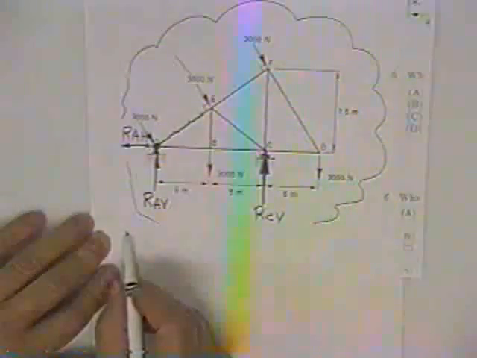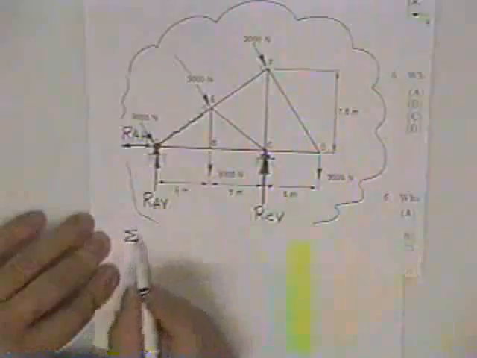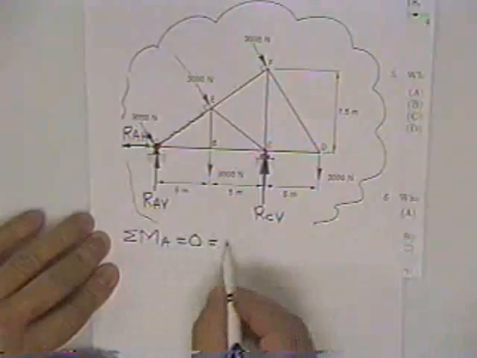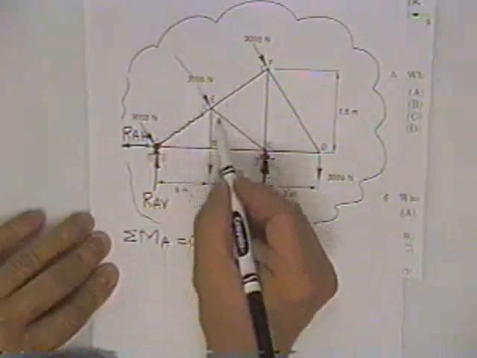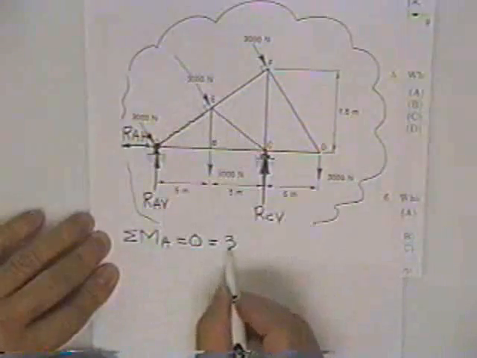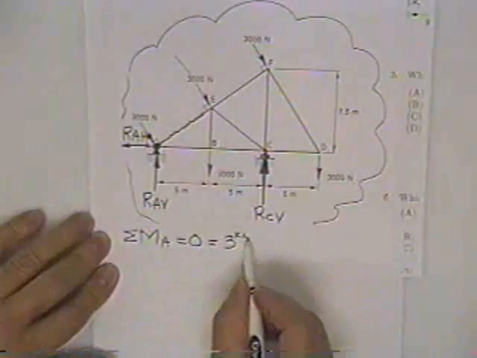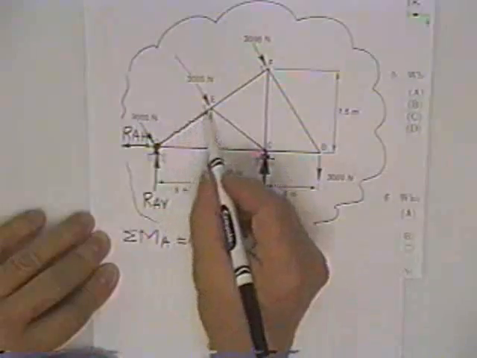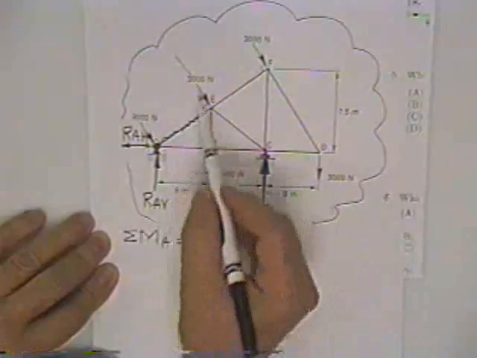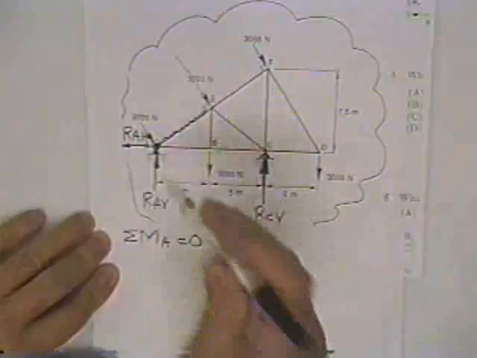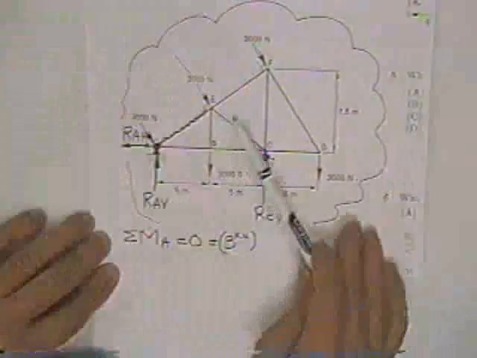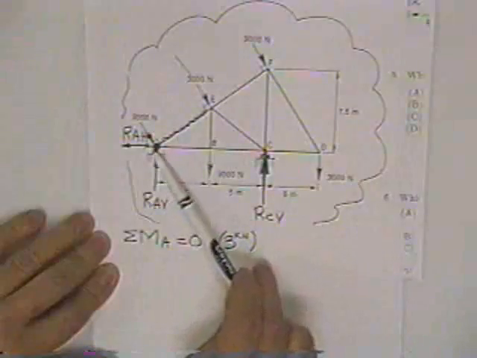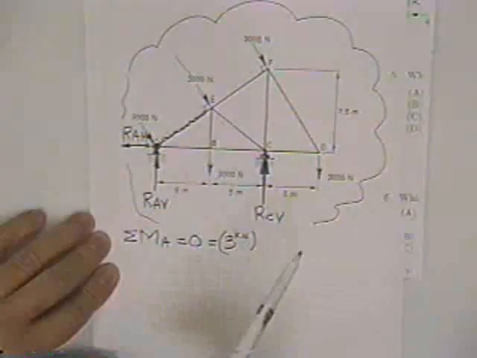Alright, we're going to sum moments about A equals 0 is equal to, we'll take this 3,000 Newton force, let's just call it a 3 kilonewton force and work in kilonewtons and save some zeros, times this dimension right here. You'll notice this 3,000 Newton force is perpendicular to this member, and therefore it can't get any closer to the point A than the length of this member.